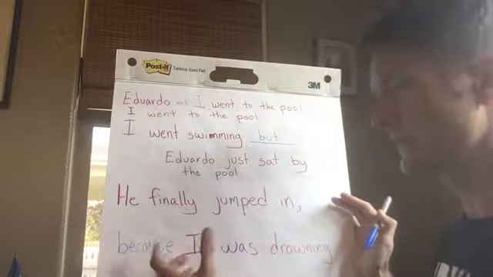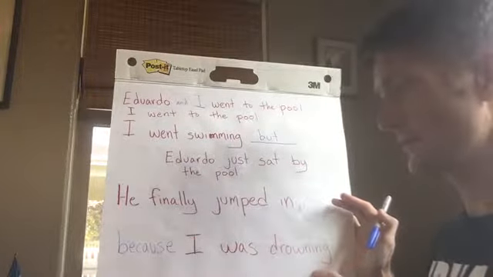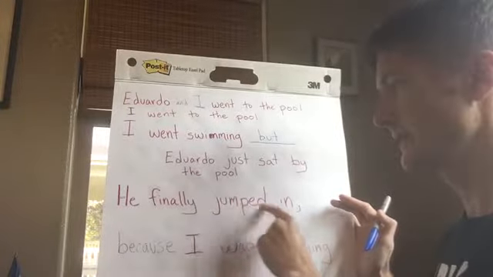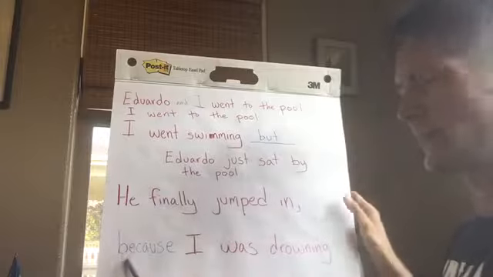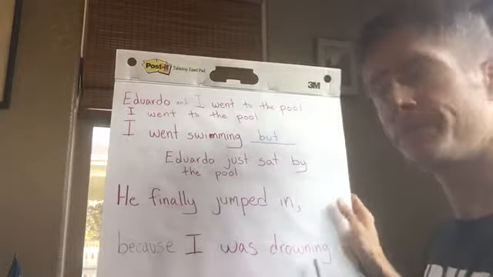It tells the listener that this clause, I was drowning, relates to this clause, and it says how. He finally jumped in, and it sort of acts like an adverbial here. Why did he jump in? Because I was drowning.